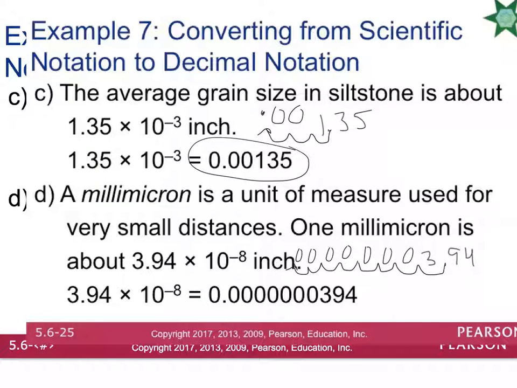Okay. So it's 0.000000394. Seven zeros, right? It should be 7 there, in front of the 394. So there's how small that decimal number is.